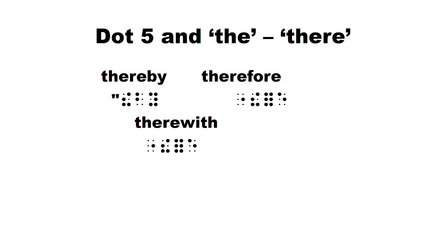And lastly, another example, therewith. For the contraction for therewith, we can simply use the contraction for there. So that's dot 5 and THE, and the contraction for WITH. Instead of using 9 cells, if we were to write each letter, we're now able to save 6 cells, because we're just making use of 3 cells for the word therewith. So there you have it. Dot 5 and THE represents THERE.